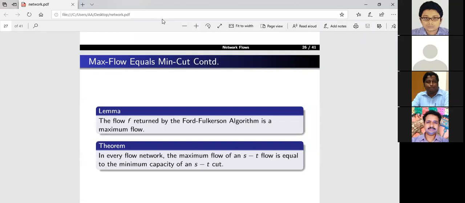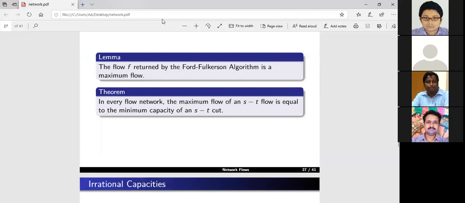So this is the proof that max flow is equal to min cut. The flow F returned by the Ford-Fulkerson algorithm, when it stops, gives you the maximum flow. The problem with the Ford-Fulkerson method is that for irrational capacities, there is no guarantee that it would stop.